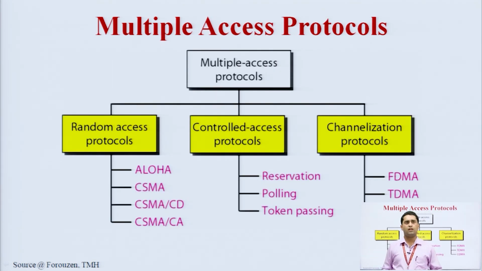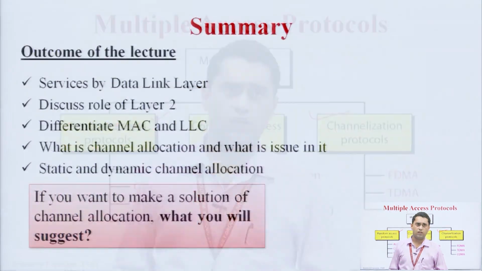These are the protocols which we will study in the coming lectures, and we will discuss these things in detail. The weightage of this topic is approximately 10 to 15 marks in the university exam. In the next class we will discuss these protocols, and then in a further class we will talk about the random access protocol. So, this is about the basics.